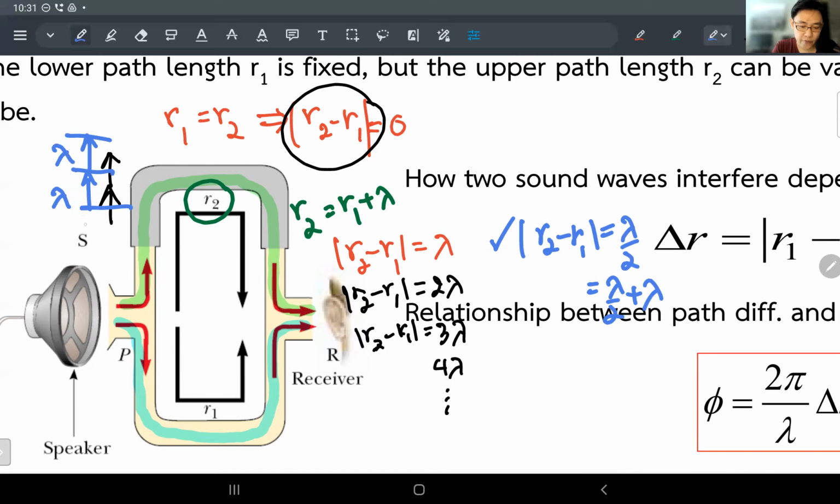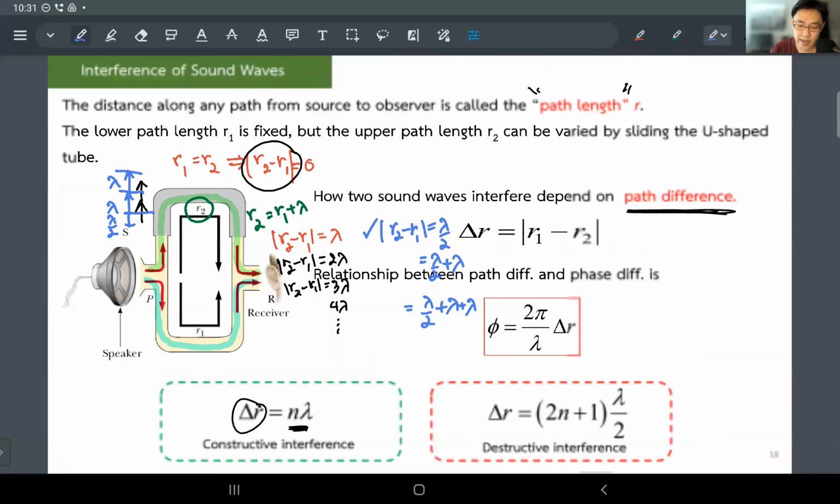On top of that, don't forget we started out with the lambda over 2, right? Once you have that, you can add extra wavelength to it. So now you have 2 lambda extra on top, and you still get destructive interference anyway. So in the end, all you have to do is make the path difference a multiple of wavelength with an extra half a cycle on top. You will get destructive interference.